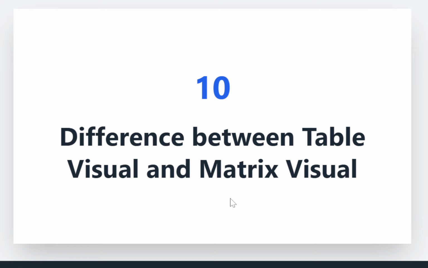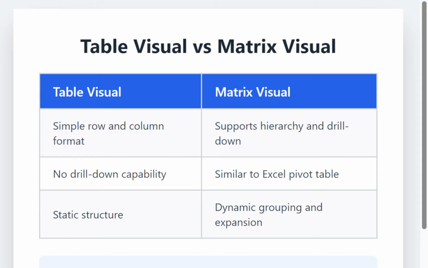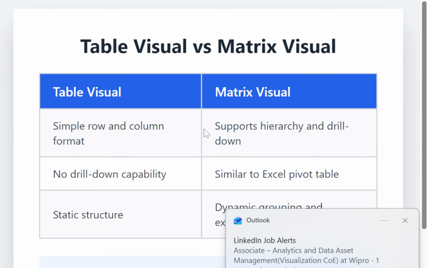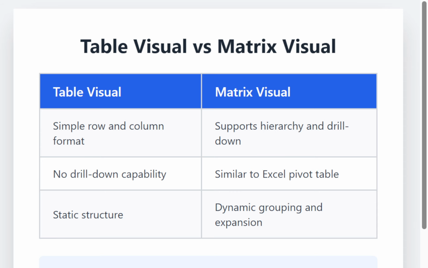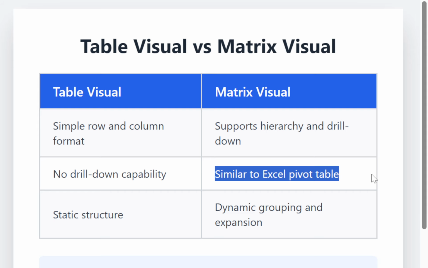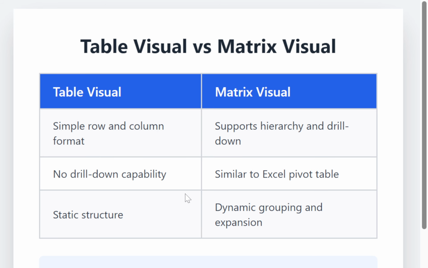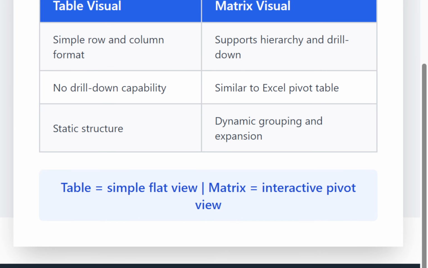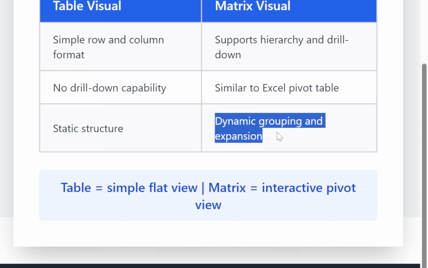The next question is, what is the difference between table visual and matrix visual? Table visual is a simple row and column format. Matrix visual supports hierarchy and drill down. Table visuals have no drill down capability, and matrix visuals are similar to an Excel pivot table. And coming to the table visual again, it is a static structure, while the matrix visual is dynamic grouping and expansions.